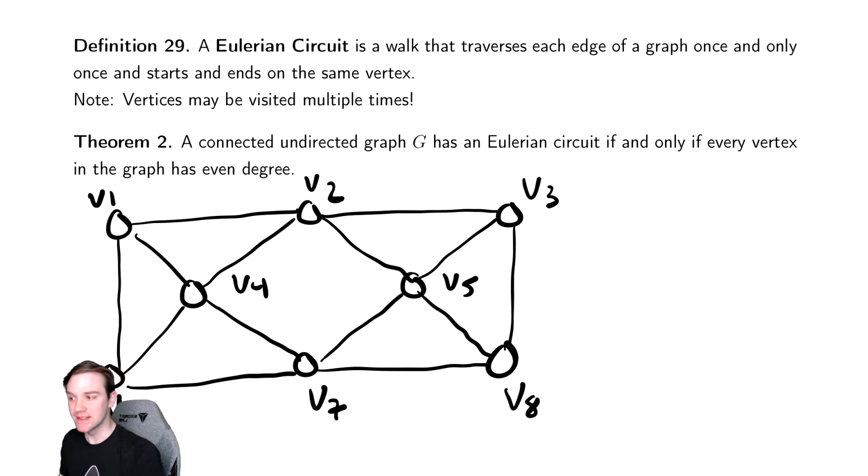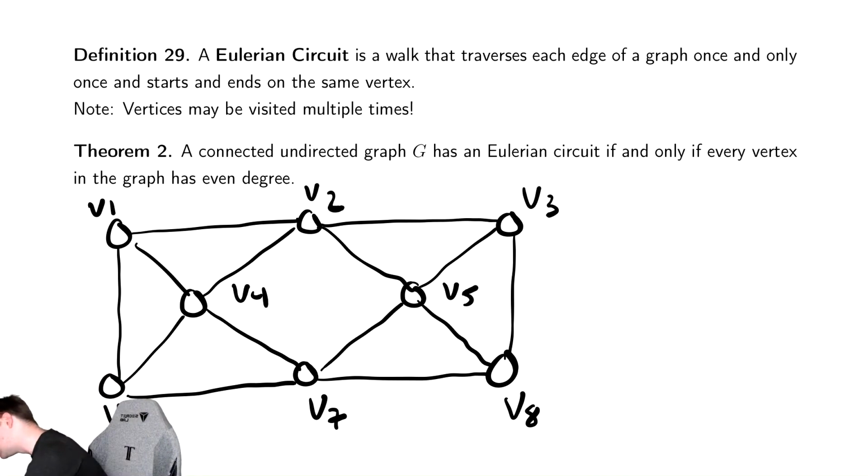Turns out we have a theorem for this, which says that you have one of these if and only if the degree of every vertex is even. So we don't even need to think about whether we have one, really. With this theorem, you can very easily see if you have an Eulerian circuit.